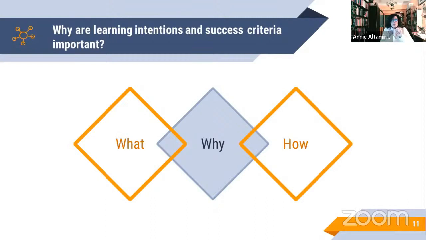So these two elements of formative assessment are important because if learners don't know what they are expected to learn, and they don't know how to recognize success, then we cannot promote peer or self-assessment, which are the two other elements of formative assessment, as well as very important life skills.